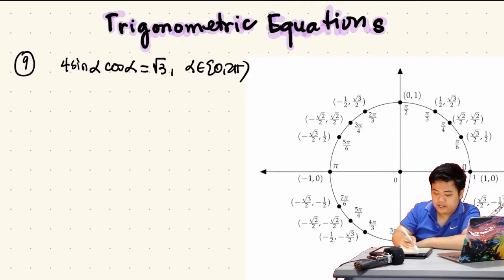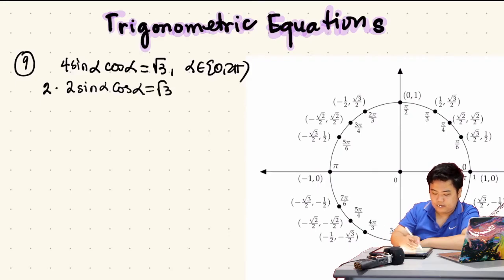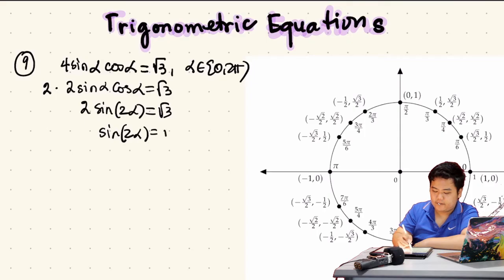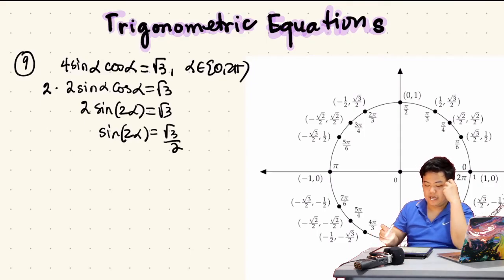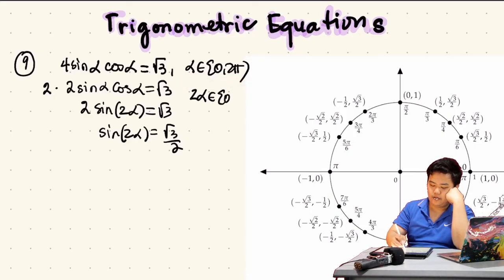Okay, hindi ba familiar itong sine times cosine? Okay, sulat natin na gito. 2 times 2 sine alpha cos alpha. Ito is this one. Diba this is sine 2 alpha? Magic. So, sine 2 alpha is square root of 3 over 2. Kaso ang angle mo na 2 alpha. So, kukumpit natin yung 2 alpha dito. So, mumultiply natin ito by 2 lang. So, 2 alpha is 0 to 4 pi.